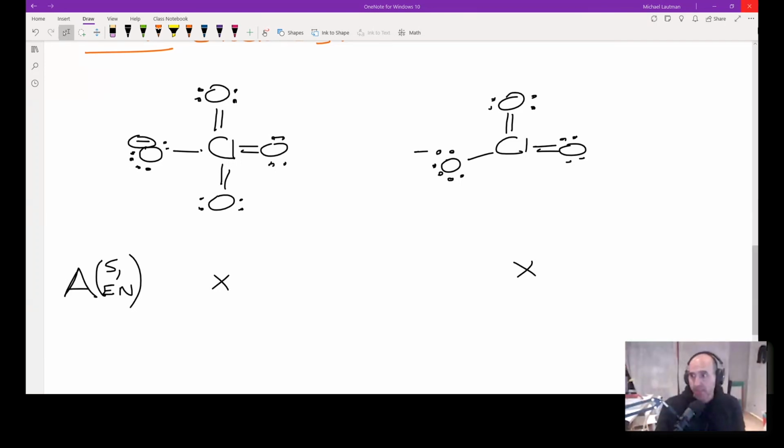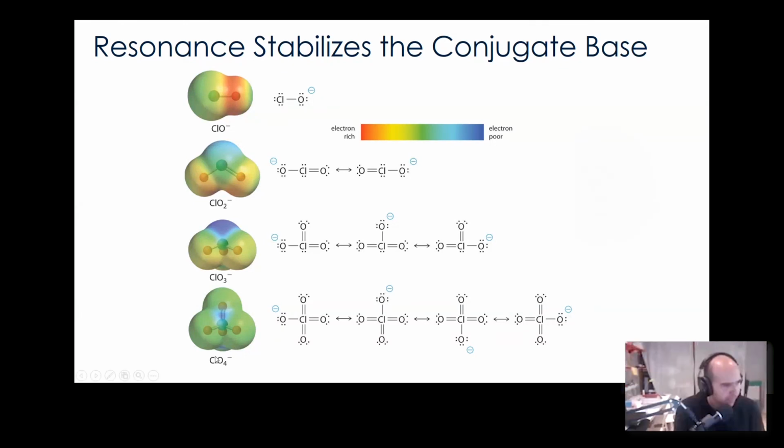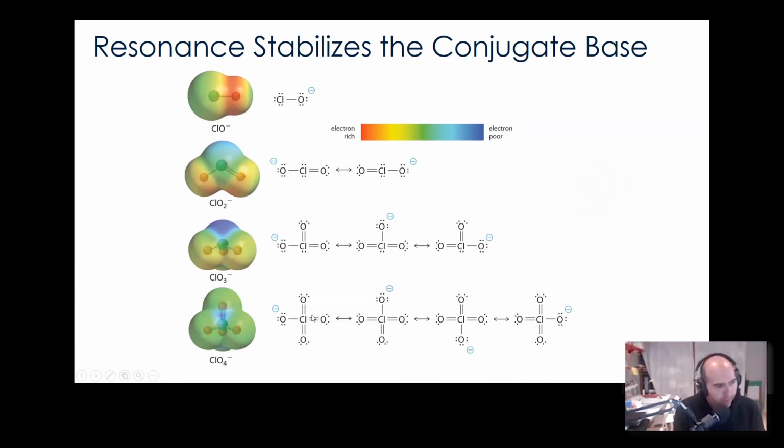So actually, I'll switch. I have a picture of this. If we look at the conjugate bases for the different ions, what we see is that in the perchlorate ion, and as we go down, the charge density is lower and lower. The difference here is that we can draw more resonance contributors for some of the ions rather than others.